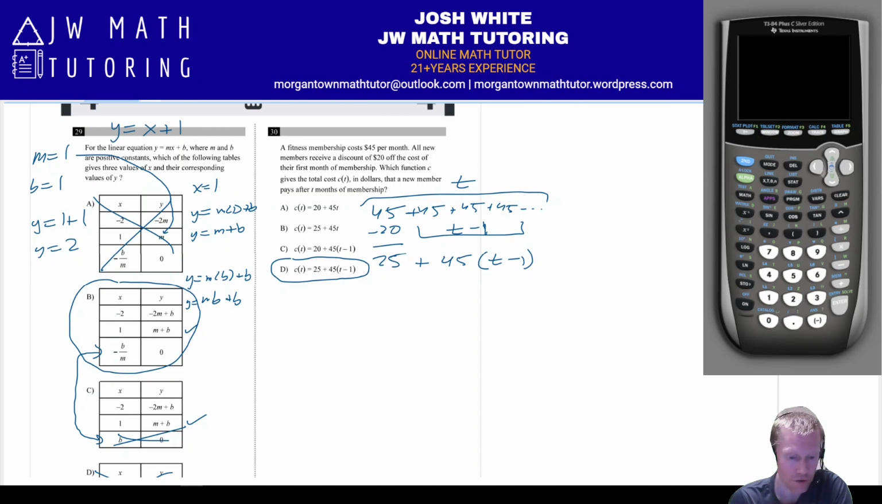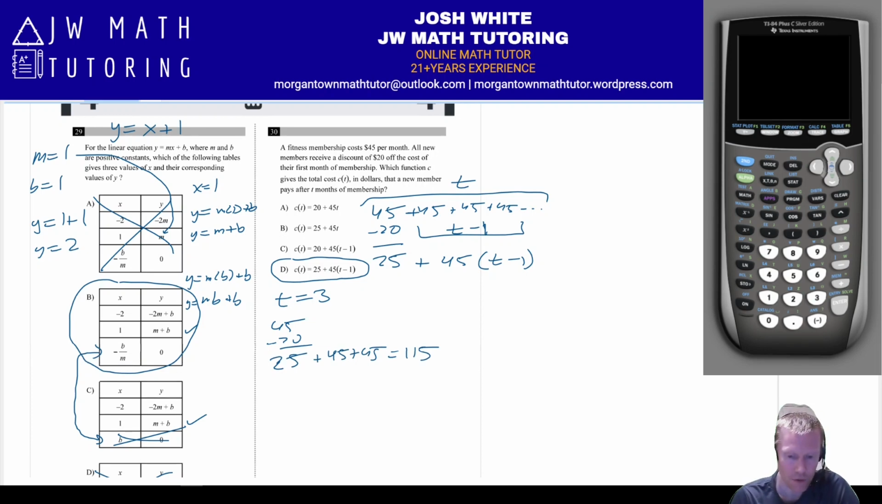Now, you could also use the strategy here of picking numbers. So what I did is I said, okay, let T equal 3. So if you paid for 3 months of a membership, how much would it cost? Well, the first one is going to be 45 minus the 20, which is 25. And then the other two are going to be 45 and 45. All right? So together, you just go to the calculator. It's going to be 90 plus 25. It's going to be 115.